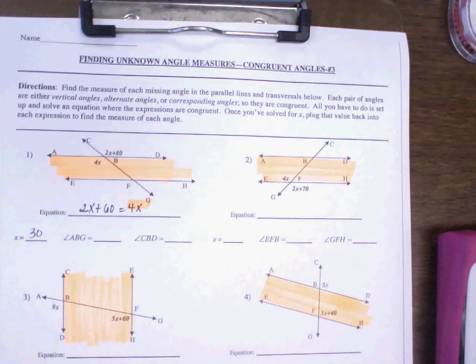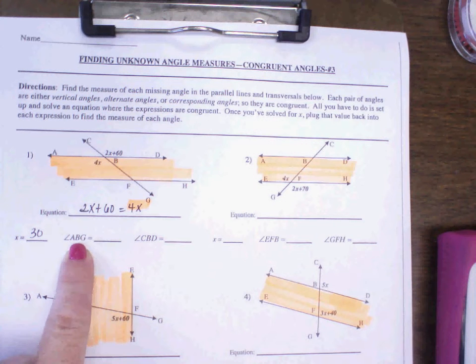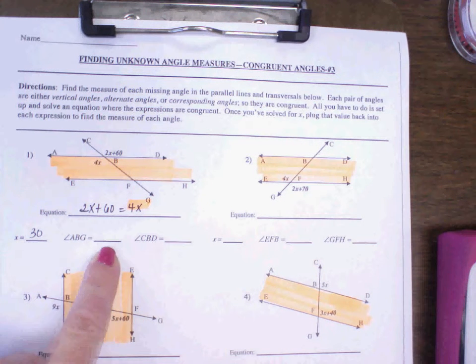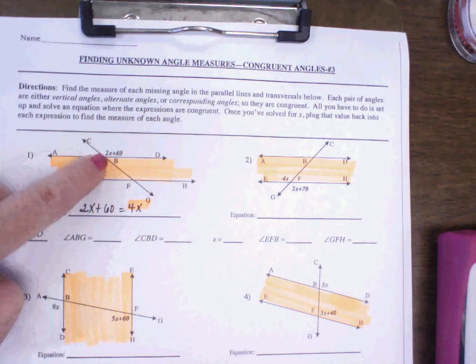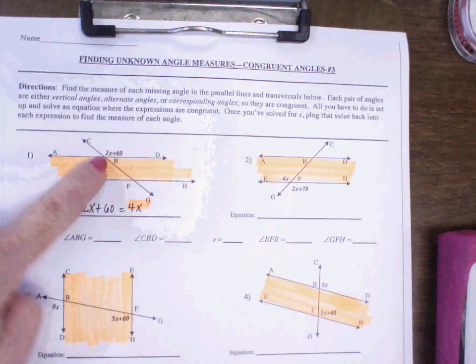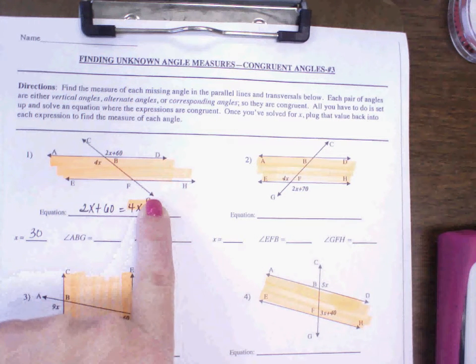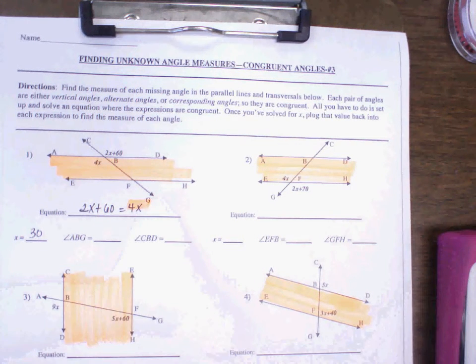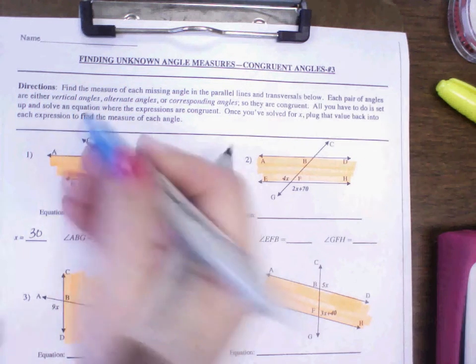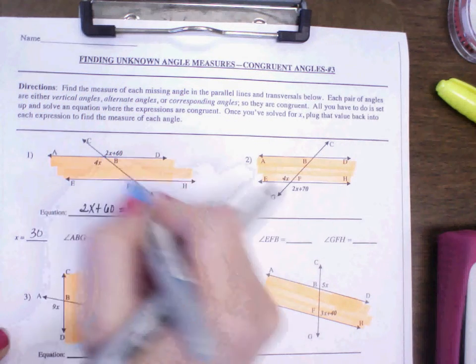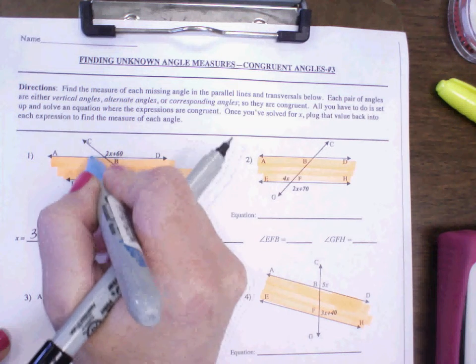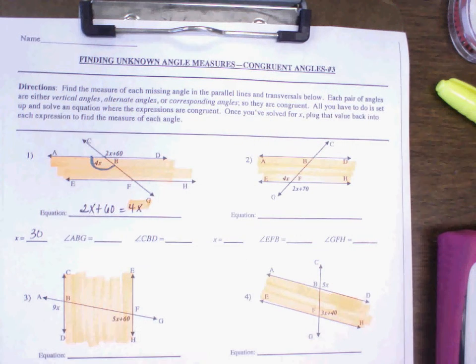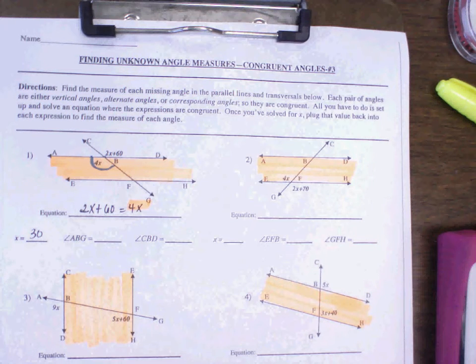All right, but I haven't finished. And this is what you guys forgot to do on the test. You stop there, and you circle or bubble in that 30, and that was not what the problem was asking you to do. The problem was asking you to find an actual angle. So let's see what ABG is. A, B, and G. Just go through it with your finger. A, B, and G. So it's asking you for that one.